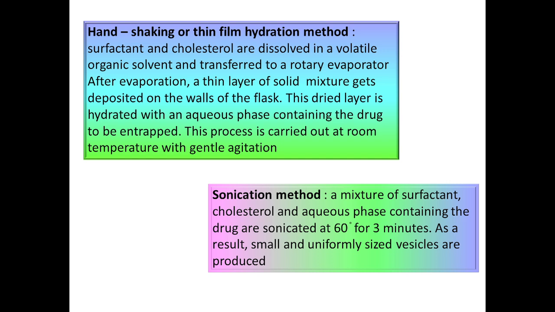Another method is sonication method. A mixture of surfactant, cholesterol and aqueous phase containing drug is sonicated at 60 degrees Celsius for 3 minutes. As a result, small and uniformly sized vesicles are produced. So here the complete mixture of surfactant, cholesterol and aqueous phase containing drug is sonicated at 60 degrees Celsius for 3 minutes, which results in the formation of uniformly sized vesicles.